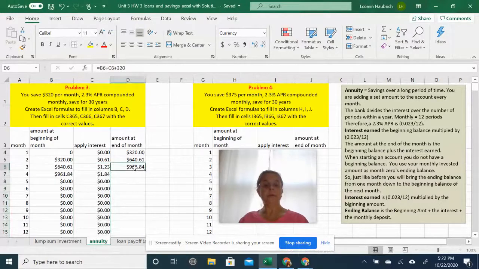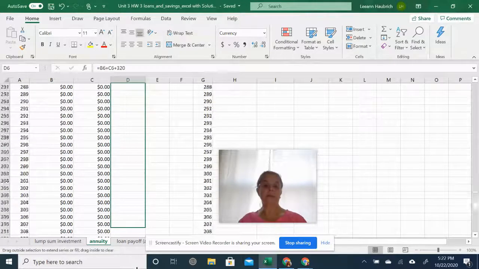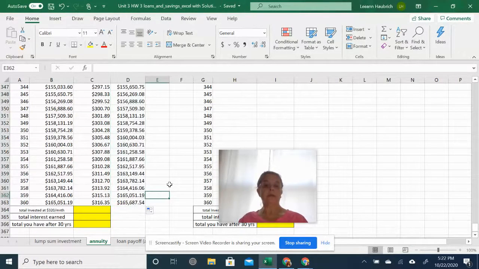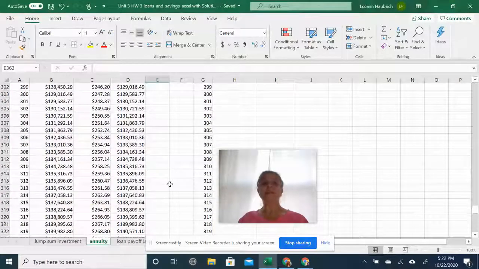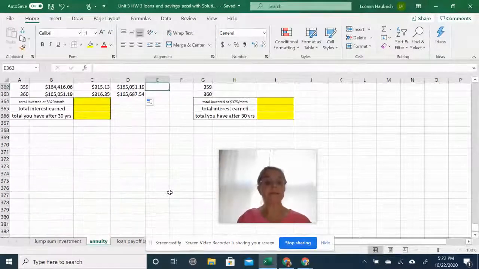Now we go into here. Hopefully Excel picks up the pattern from here. Click in, and we pull this down the whole 360 months. So Excel does all of this work for you. It's really nice for this particular reason.